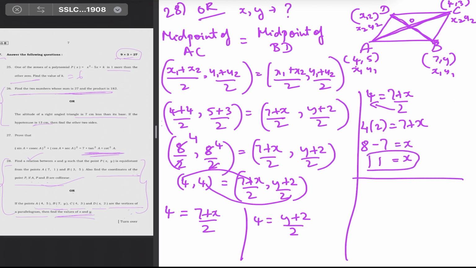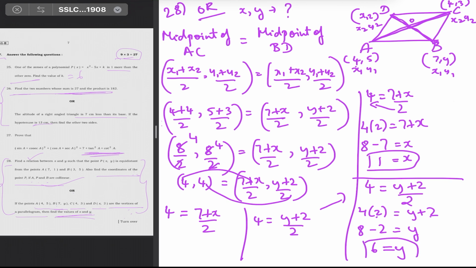Similarly, for the y coordinate, 4 is equal to (y plus 2) by 2. Taking 2 to LHS, it becomes 4 into 2 is equal to y plus 2. 8 minus 2 is equal to y. When it comes to LHS, it becomes minus. 8 minus 2 is 6. Hence y is equal to 6.